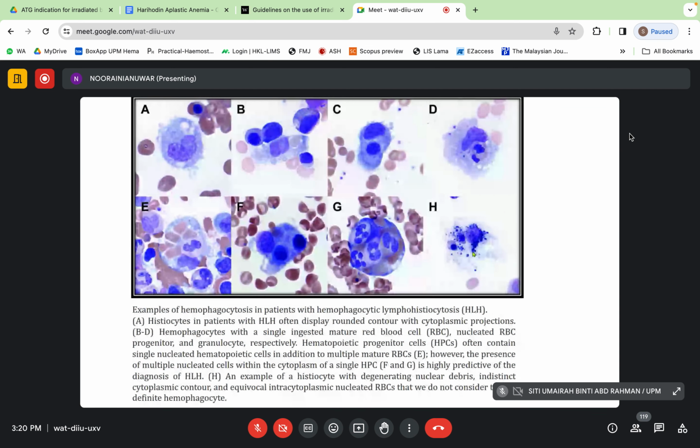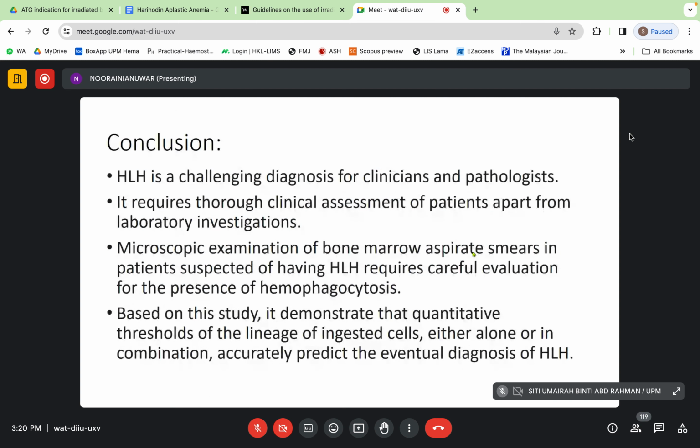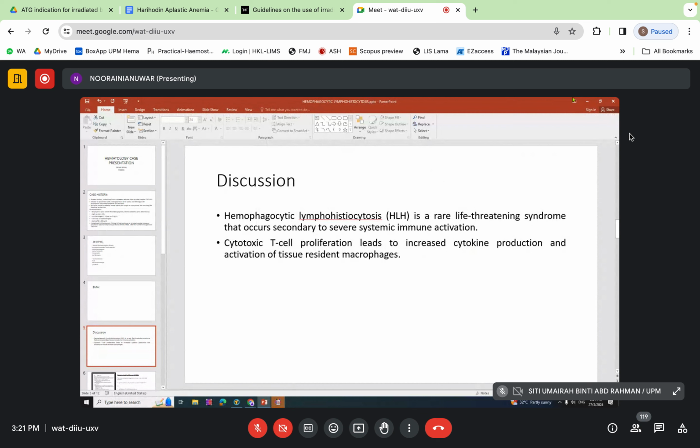hemophagocytic activity. So as a conclusion, HLH is a challenging diagnosis for clinicians and pathologists. It requires thorough clinical assessment of the patient apart from laboratory investigation, and microscopic examination of bone marrow aspirate smear in patients suspected of having HLH requires careful evaluation for the presence of hemophagocytosis. Based on this study, it demonstrates that a quantitative threshold of the lineage of ingested cells, either alone or in combination, can accurately predict the eventual diagnosis of HLH. So I think that's all from me. Is there any question?